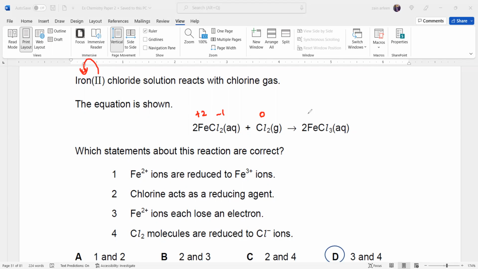Then iron 3 chloride is formed. So iron will be plus 3 and chlorine still minus 1. Which statements about the reaction are correct?